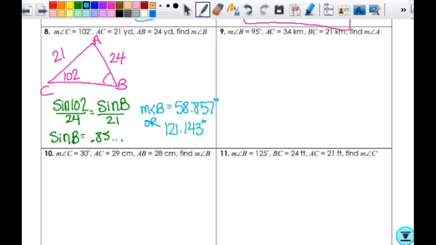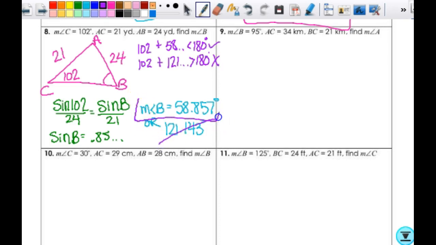Now, I'm not guaranteed that they both work. Maybe neither one of them works. We'll just have to see what happens here. So I'm going to take this 102 and add it to 58 point whatever. I don't even have to be exact. And that's less than 180. Right? You agree with that? Then I take the 102 and add it to the 121 whatever. And that's greater than 180. So this one doesn't work. So I only have one solution, and it is this right here. But as part of your work, you have to show that you found both of them, and then that you just chose that one. Okay. Easy enough? We're good?